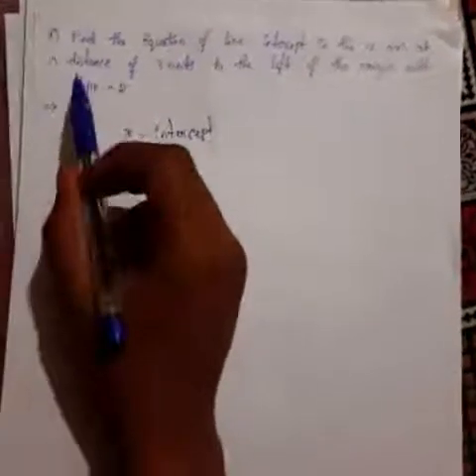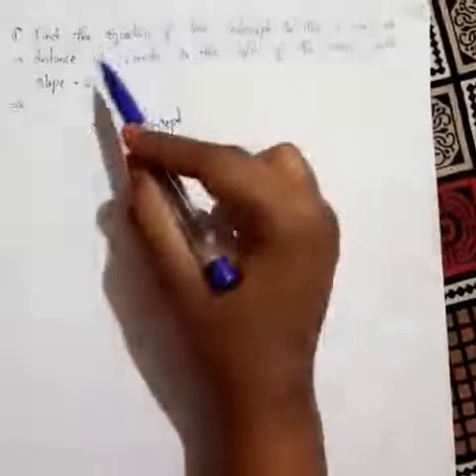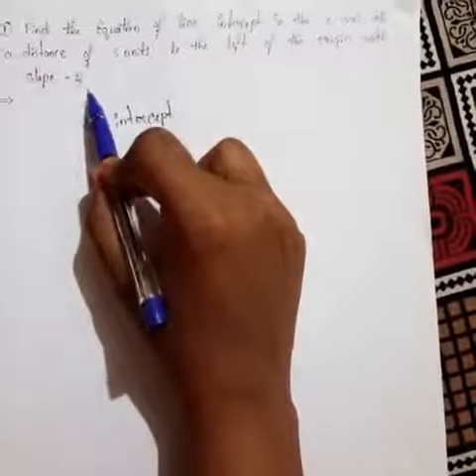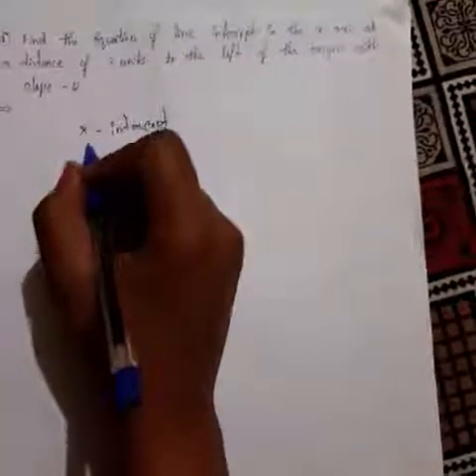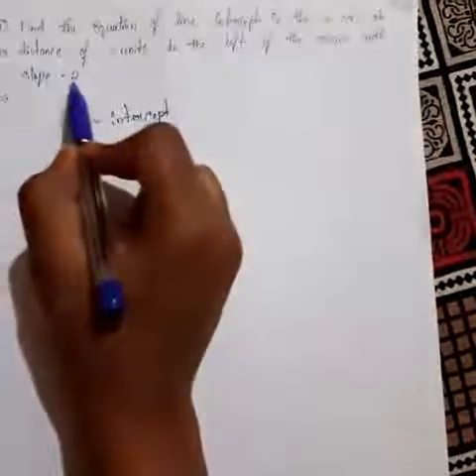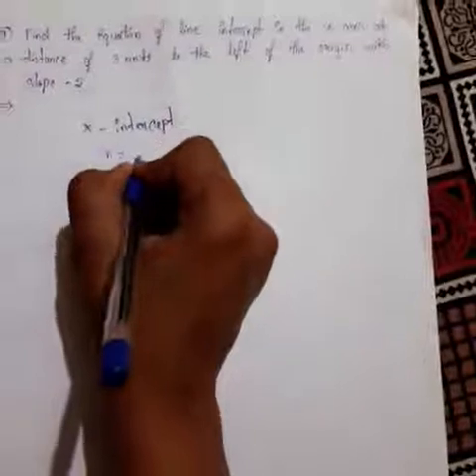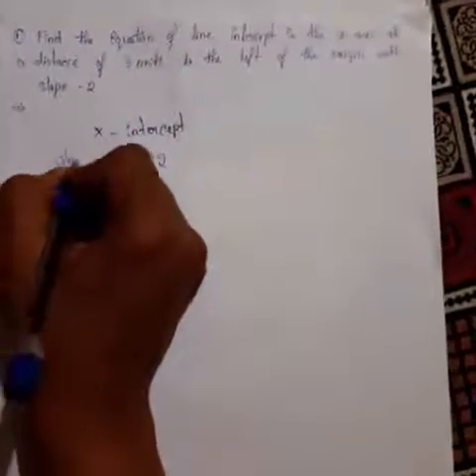The first question is: find the equation of a line that intercepts the x-axis at a distance of 3 units to the left of the origin, with slope equal to -2. Here we have to use the slope intercept form. They have given the x-intercept as well as the slope. The slope is m equal to -2.